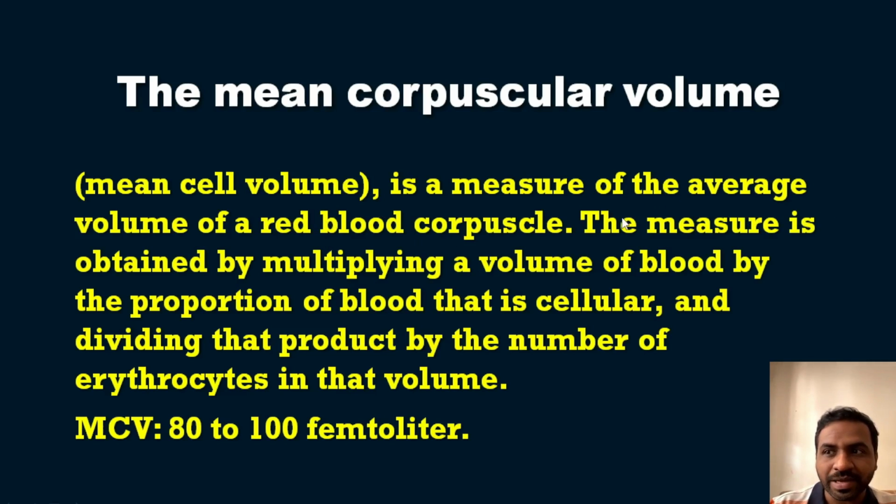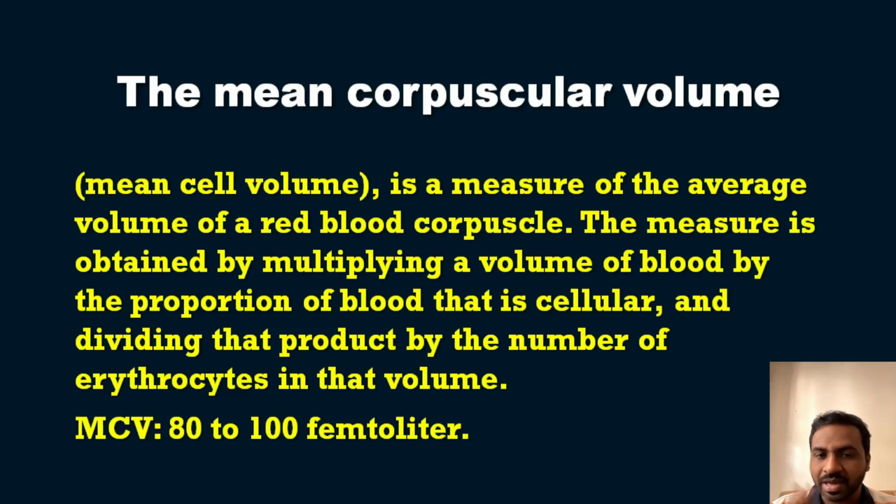Okay, so it is a measure of the average volume of the red blood corpuscle, and the measurement is obtained by multiplying a volume of the blood. So there will be a volume of the blood, and we have to multiply that by the proportion of the blood that is cellular. So the cellular proportion of the blood into the volume of the blood, and it has to be divided by the number of erythrocytes in that volume.